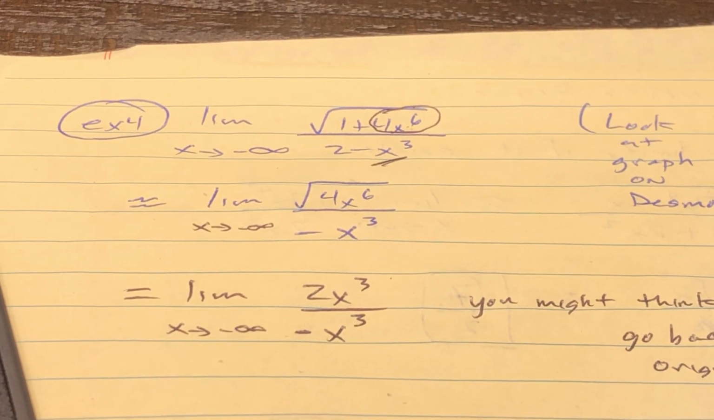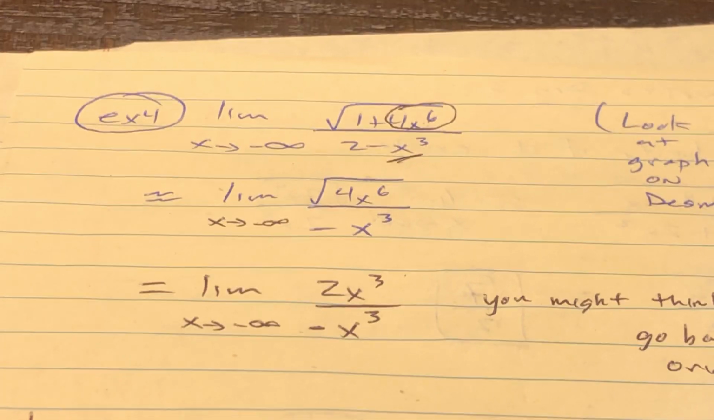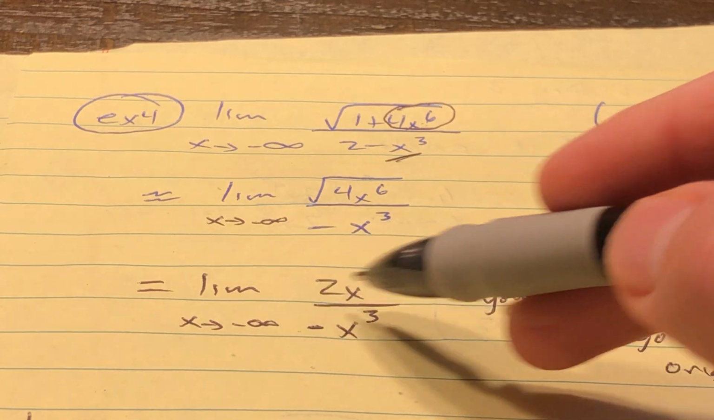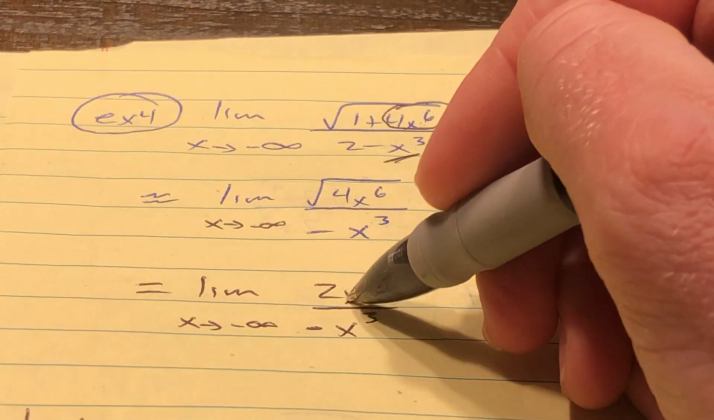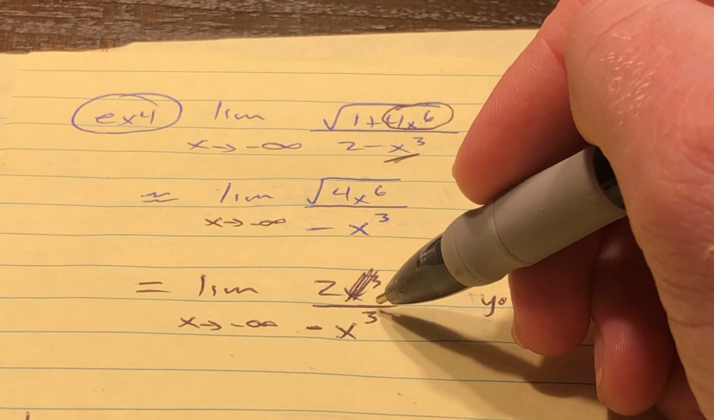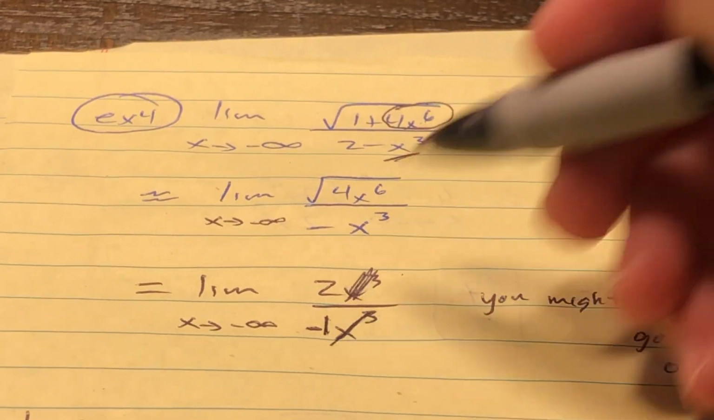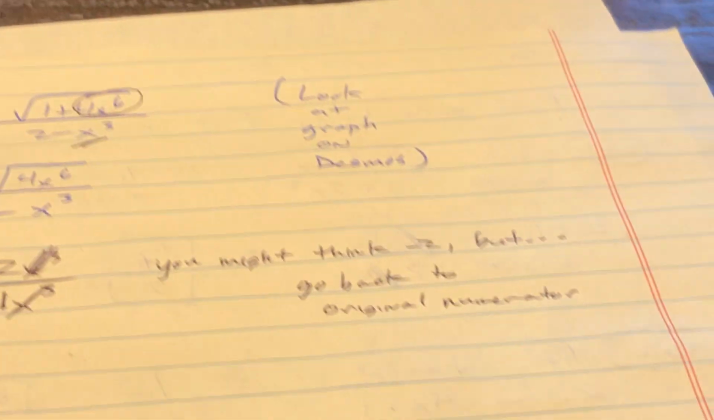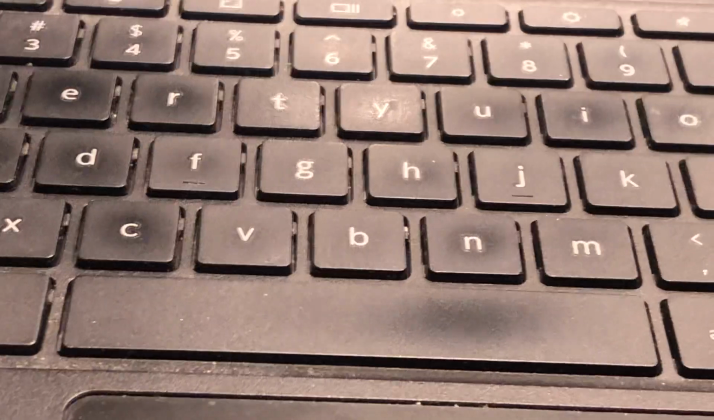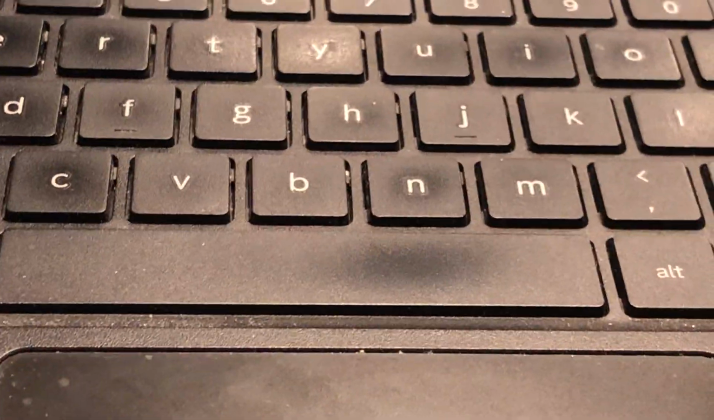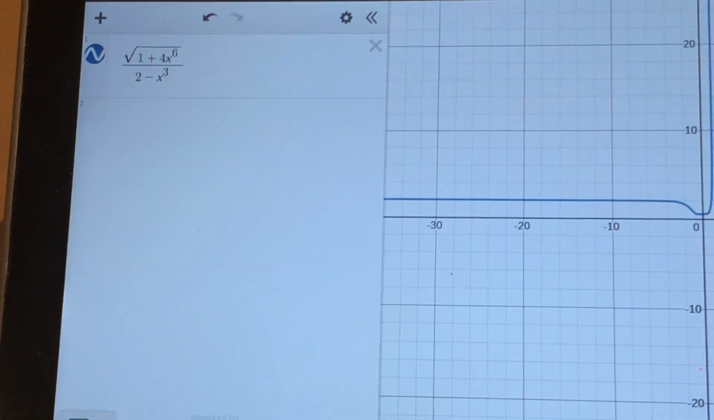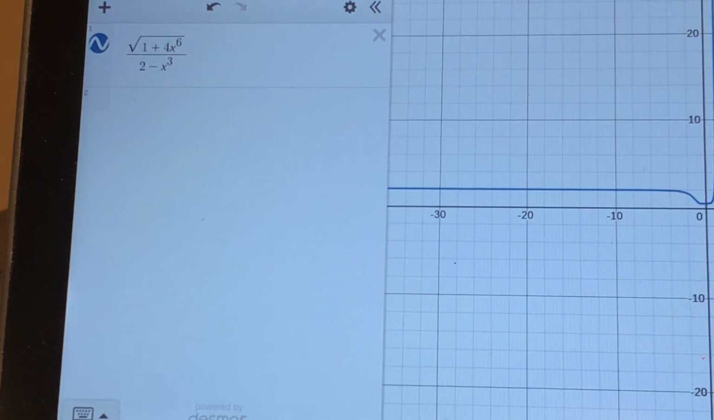Again, we're going to look at the graph here in a second. So when I do this, the square root of 4x to the 6th is 2x to the third. What's going to cancel? You might think that your answer is a negative 2, right? You might think that the answer is a negative 2, but if we look at Desmos, I'm going to look at it as x goes to infinity as well. So there's the function.